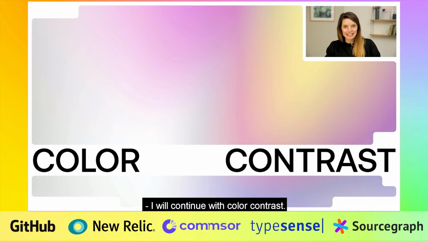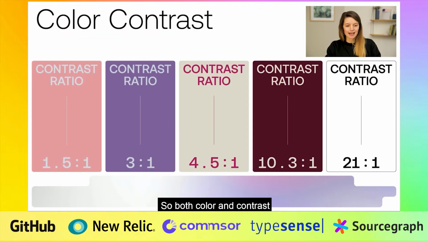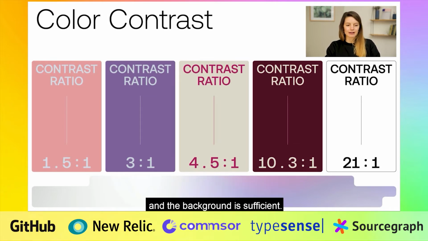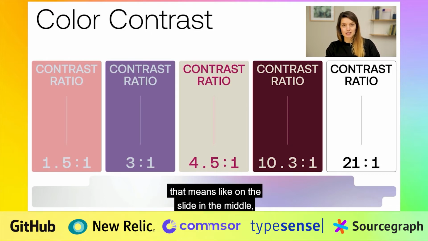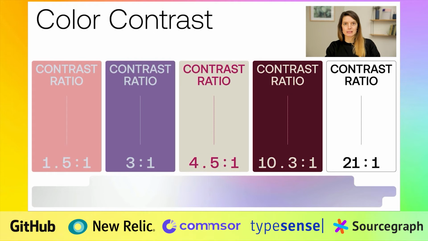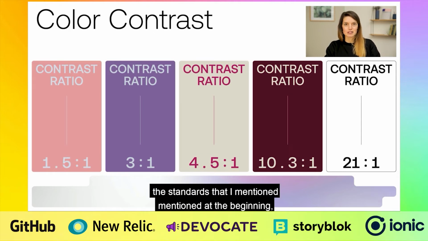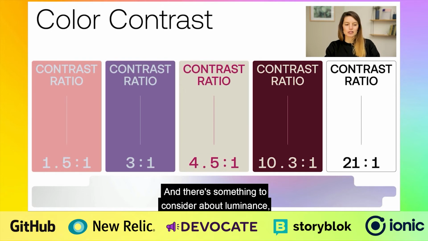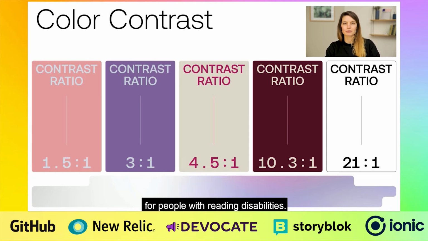Okay. I will continue with color contrast. So both color and contrast are very important for accessibility. We want to make sure that content is perceivable and the contrast between the text and the background is sufficient. If I say sufficient, that means like on the slide in the middle, so 4.5 to 1 is the ratio we need to comply with the WCAG, the standards that I mentioned at the beginning. And we need high contrast for people with visual impairments, and there's something to consider about luminance. So very bright colors can be difficult for people with reading disabilities. That's also something to keep in mind.